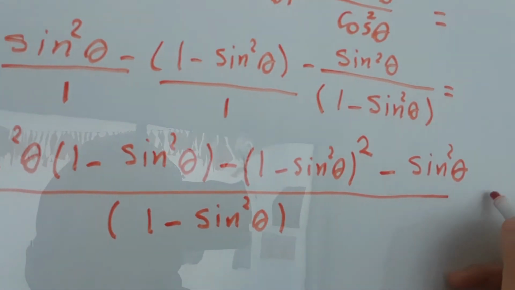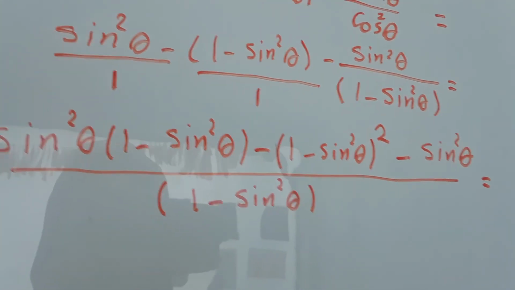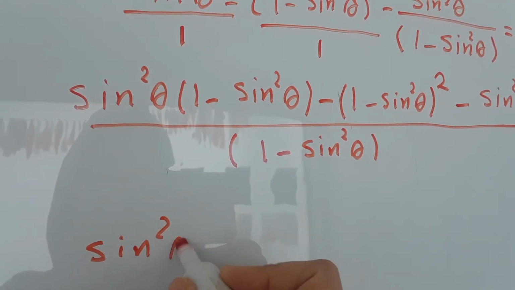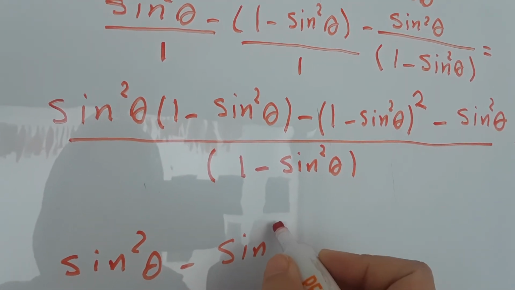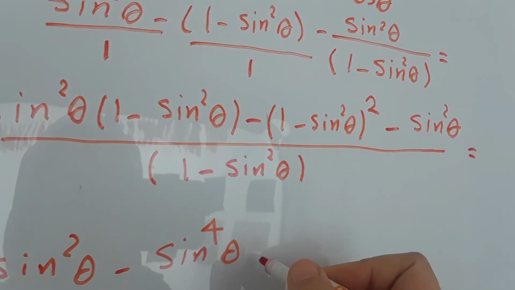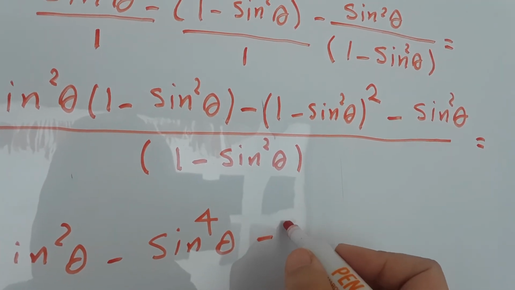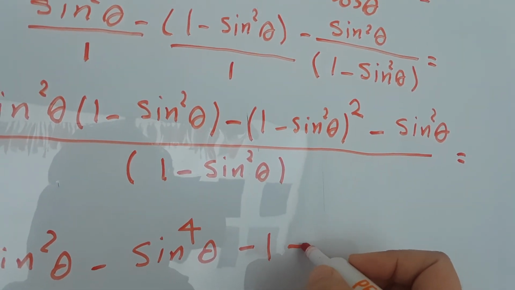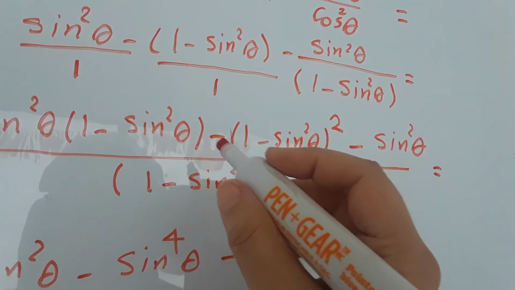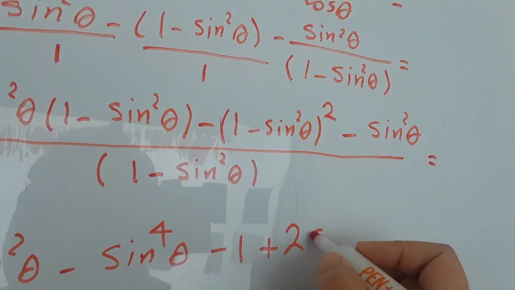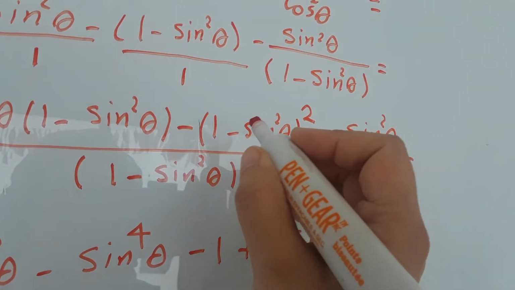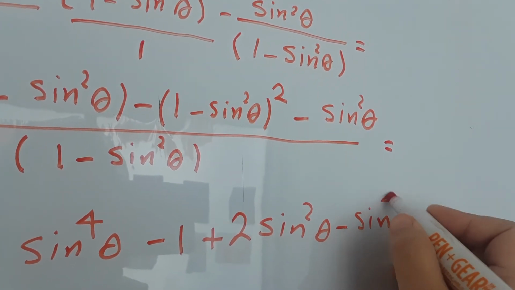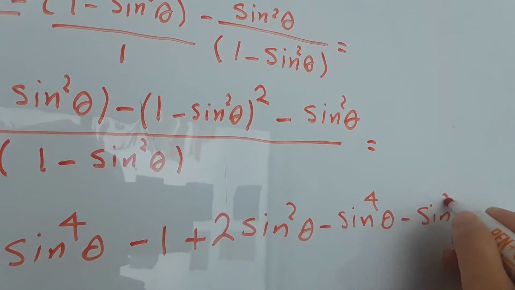So I need to simplify my numerator. I multiply that in: sine power 2 theta minus sine power 4 theta. Here, if I do that, it's going to be minus 1. Twice of this multiplied by that is going to be plus. I know it's minus, but you have a negative beside that, so sine power 2 theta. And this one power 4, so you have a negative behind that. So it's going to be sine power 4 theta minus sine power 2 theta.